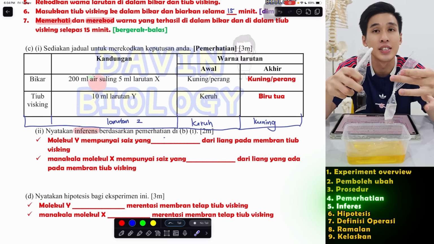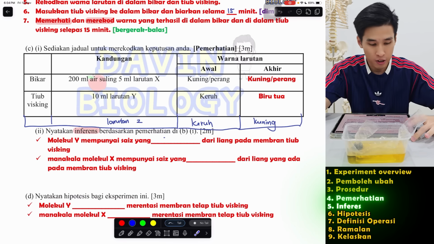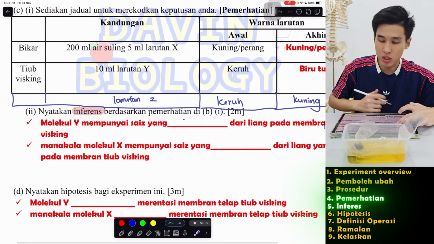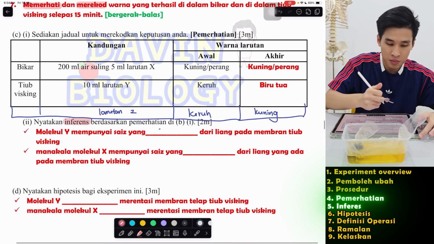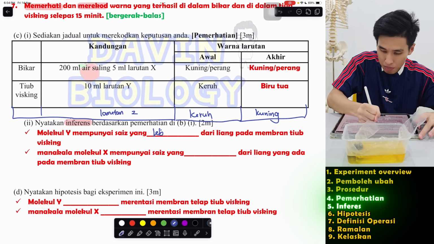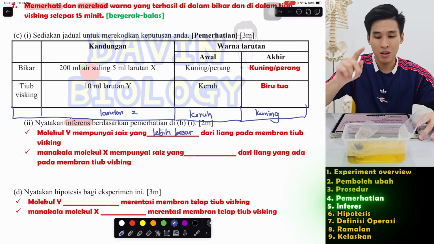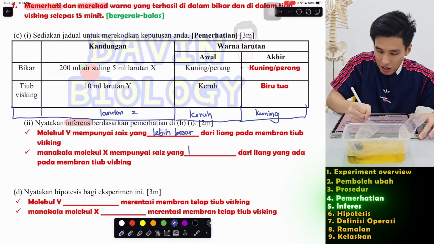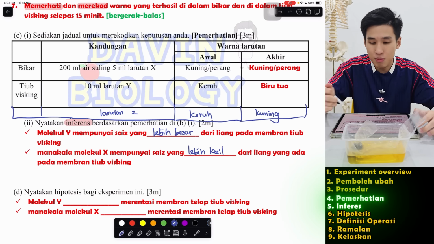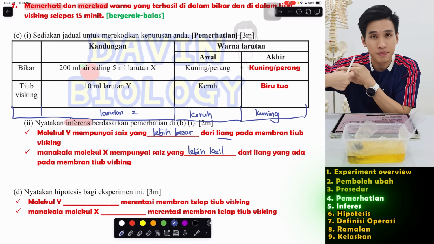Right, the kanji and whatever gula is inside here. So why like that? Is because iodine small, kanji besar. So for inference, you got to explain siapa kecil, siapa besar. So why iodine can go in? Because molecule Y, which is your kanji, mempunyai size yang lebih besar dari liang pada membran Tiub Visking. Manakala X, which is your iodine, is lebih kecil dari liang pada Tiub Visking. Liang means lobang, pada Tiub Visking. Okay, so that's how you explain who big, who small.